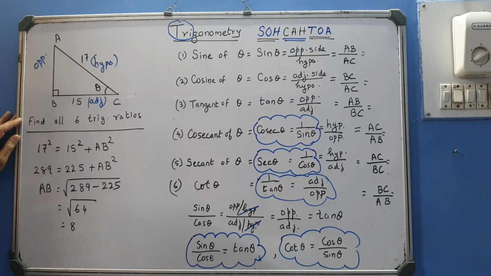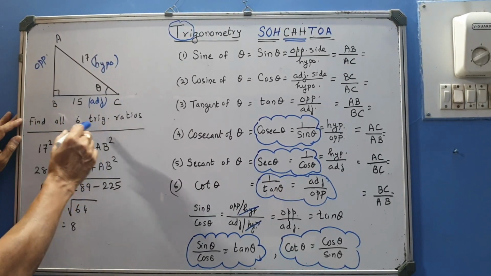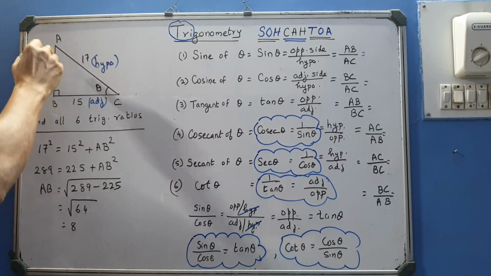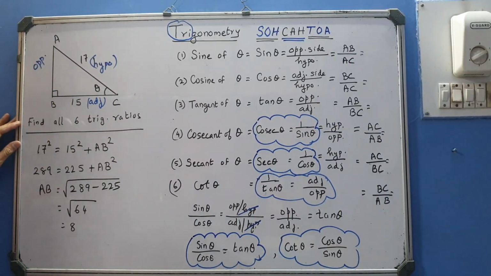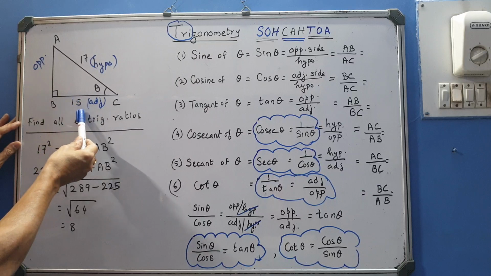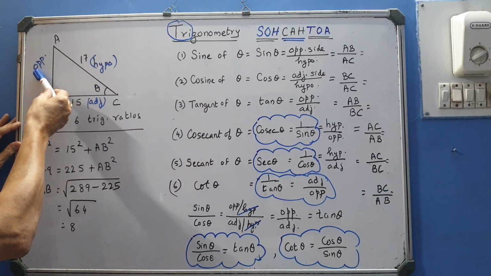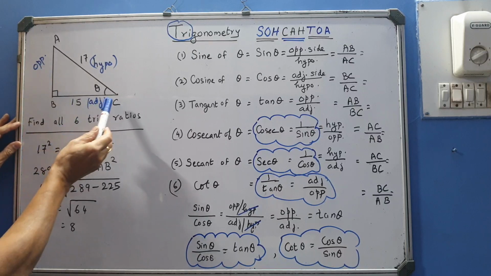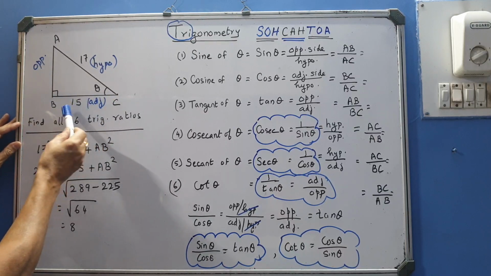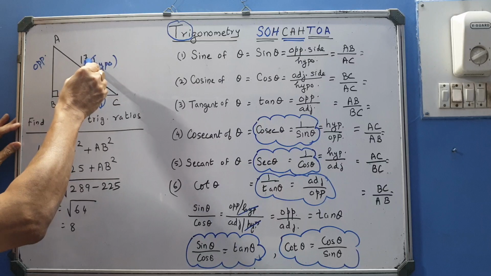Okay, now let's do a sum. We need to find all the six trigonometric ratios from this diagram. Two sides are given, 17 and 15. 17 is the hypotenuse, and this is theta, so the side which is opposite theta is called the opposite side. The side which is close to theta is called the adjacent side. Adjacent side is 15.